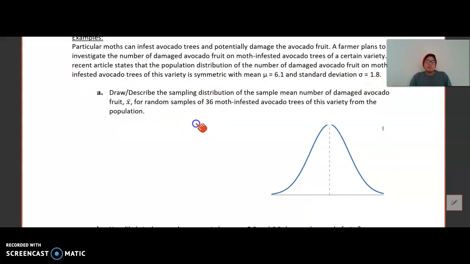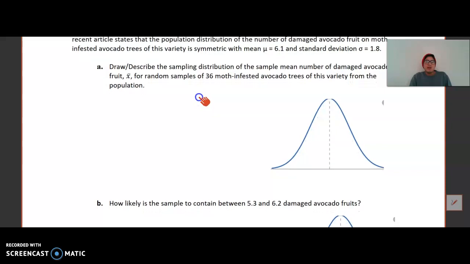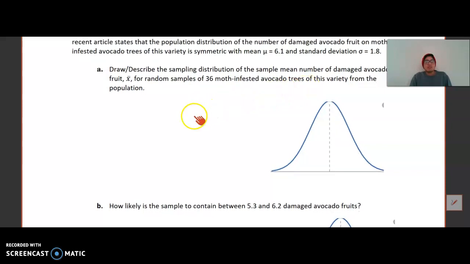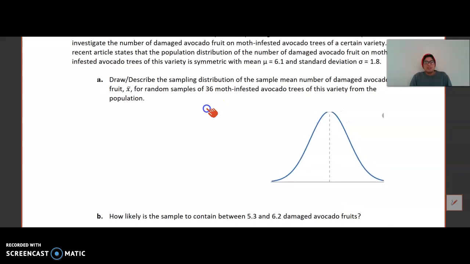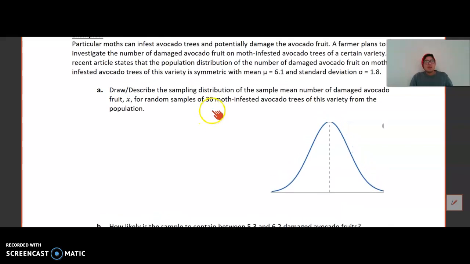Draw and describe the sampling distribution of the sample mean for the number of damaged avocado fruit, x bar, for random samples of 36 moth-infested avocado trees of this variety from the population. Alrighty, so that was a mouthful. But we need to check our conditions now in order to ensure we have a valid sampling distribution for a mean. So here, it would appear as though we're taking a random sample.